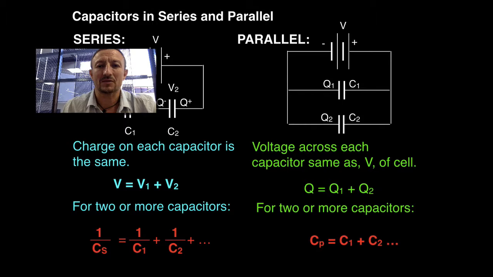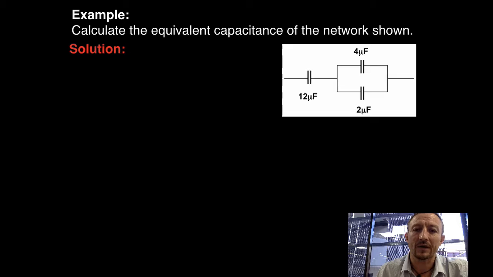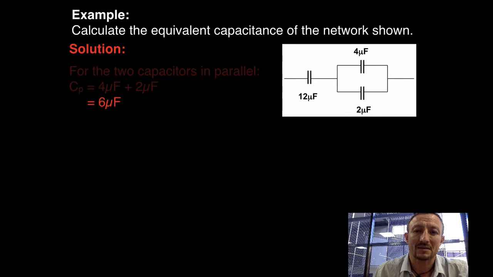So let's put this into practice and have a look at a quick example. So here you can see I've got a circuit where I've got a 12 microfarad capacitor, and then that's linked to two capacitors in parallel, 4 microfarad and 2 microfarad. Now the way to solve this problem is to try and convert all of the capacitors into as though they're one big capacitor to find out the overall capacitance. So the way we do that is deal with the parallel first. So if I deal with the two in parallel, we know that in order to work out the total capacitance of capacitors in parallel, we add them together. So I add 4 microfarad plus 2 microfarad, and I end up with 6 microfarad.